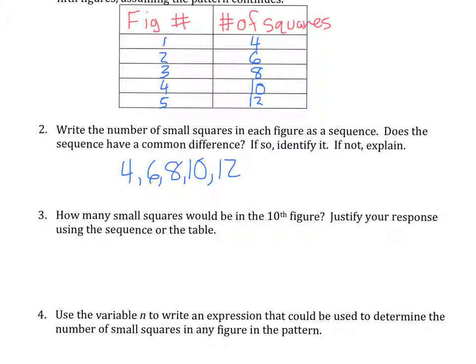So what is the common difference here? Good, plus 2 each time. And it's important to put the plus or minus, right? So I have plus 2 this time. Okay, so I have my sequence and I have my common difference. Now it says how many small squares would be in the 10th figure. Justify your response using the sequence or table. So I would probably start my table at 5. At 5 there were 12. At 6 there were 14. At 7, I would keep counting up. How many do I get at the 10th figure? 22. Okay, so I get 22 squares at the 10th figure.